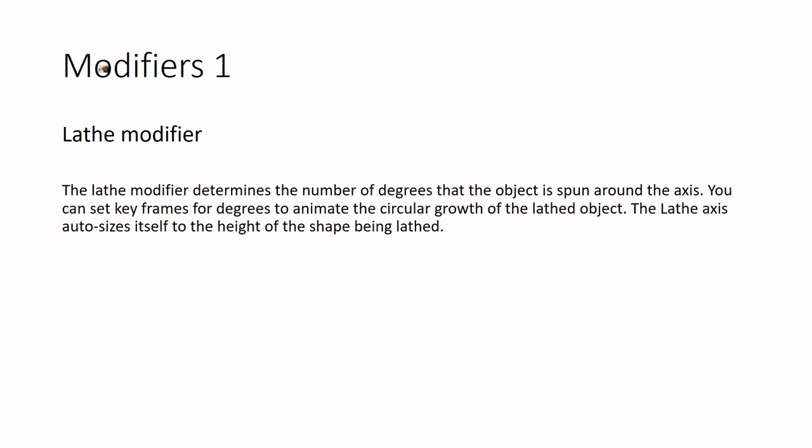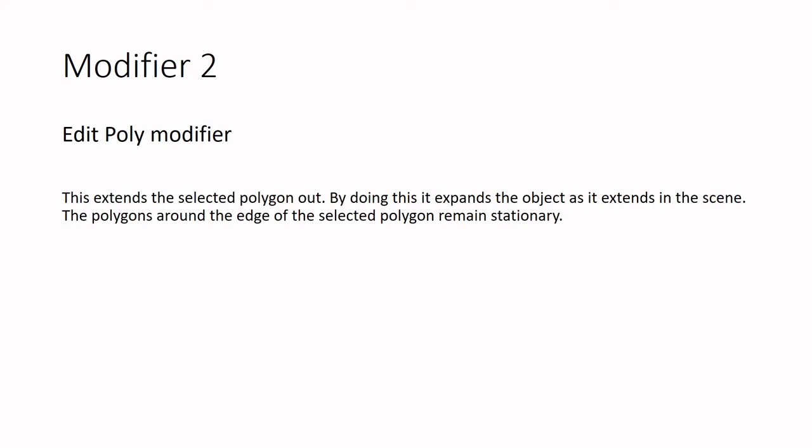With the edit poly modifier, this extends the selected polygon. By doing this, it expands the object as it is in the scene. Polygons around the edge of the object remain stationary.